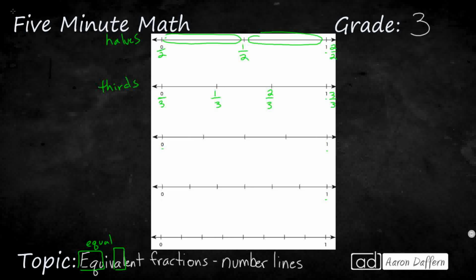Since they're all equal to 1, we can write some equivalent fractions already. 2 halves is the same as 3/3.